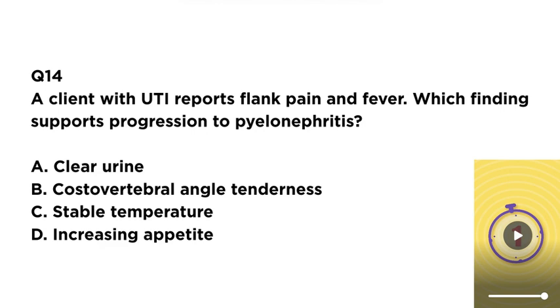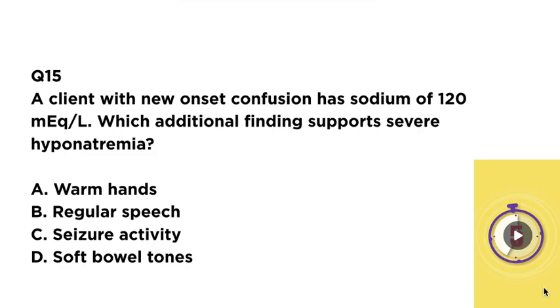Costovertebral tenderness is a hallmark sign of kidney involvement. Clear urine output contradicts infection, so A is incorrect, right? C is also incorrect because stable temperature does not indicate worsening conditions. D is also incorrect because appetite changes are non-specific. Question 15. A client with new onset confusion has a sodium of 120.